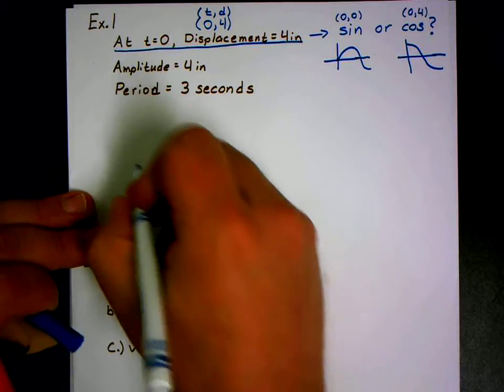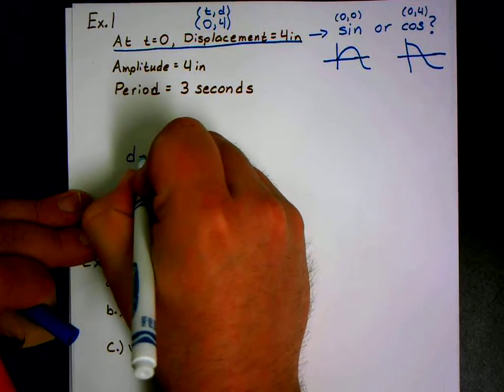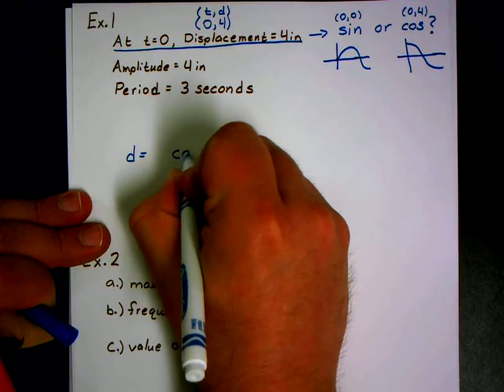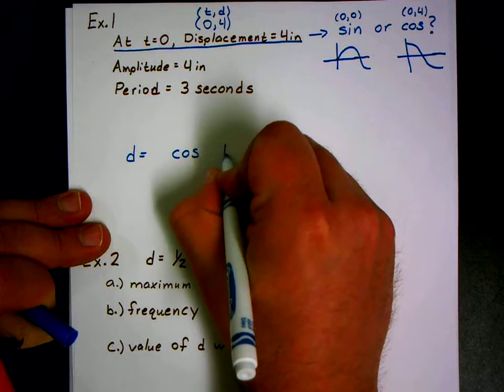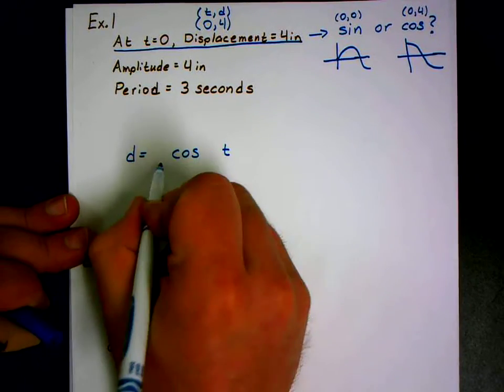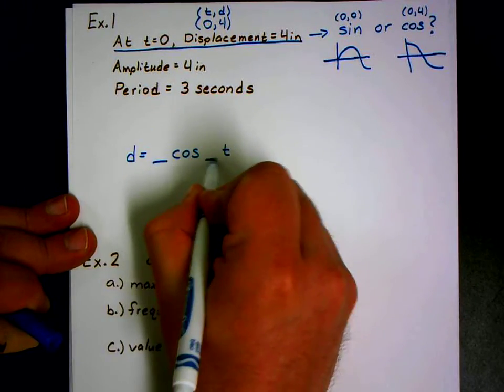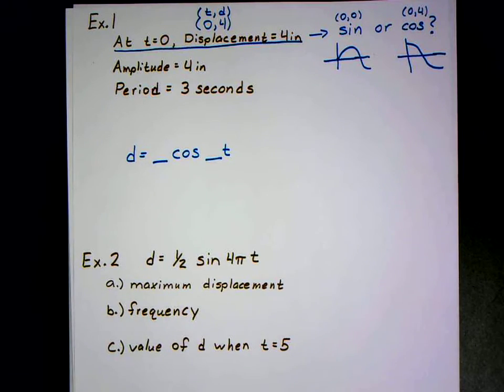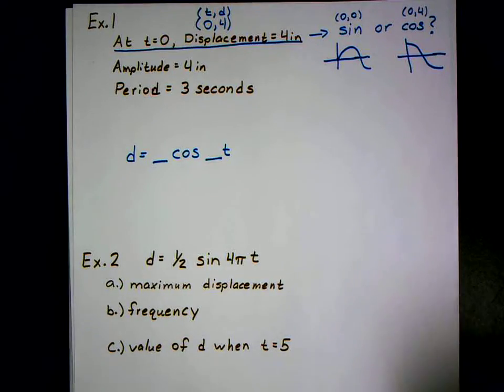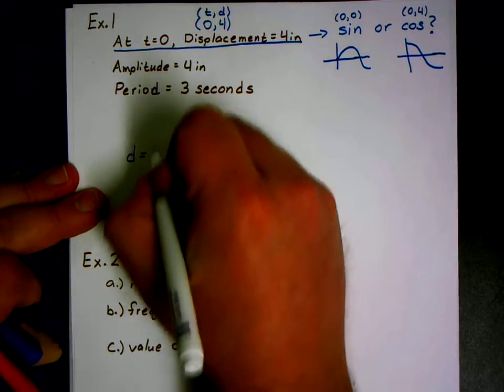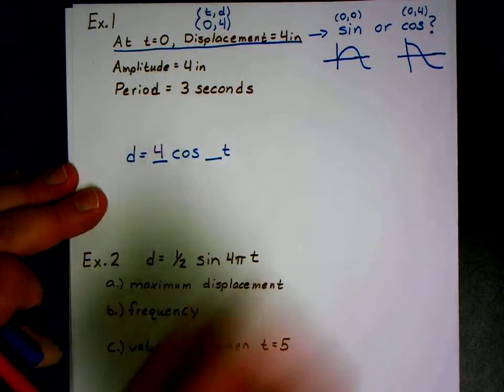Okay, so that means we have this, and we need to fill in those other two numbers. Okay, so what's our amplitude? Our amplitude is 4, so that just means I need to fill in the 4 for A.